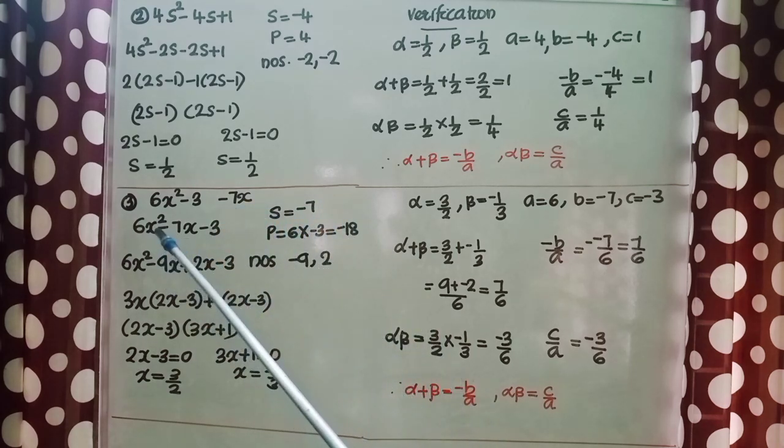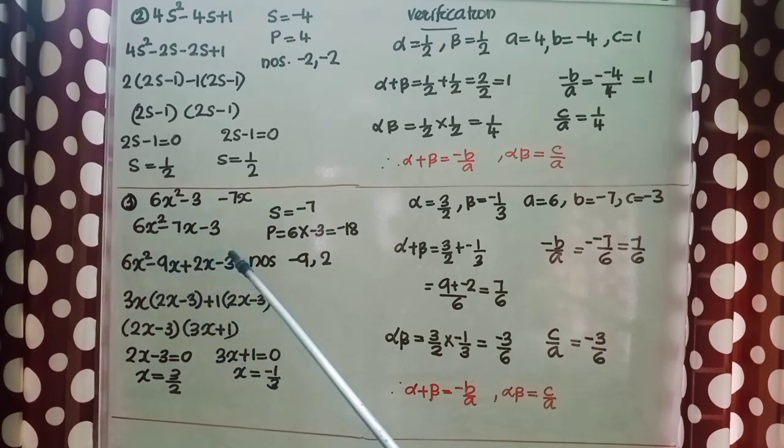Splitting the middle term, we get 6x² − 9x + 2x − 3. Taking the common terms outside, we get 3x into (2x − 3) plus 1 into (2x − 3). That is (2x − 3)(3x + 1).